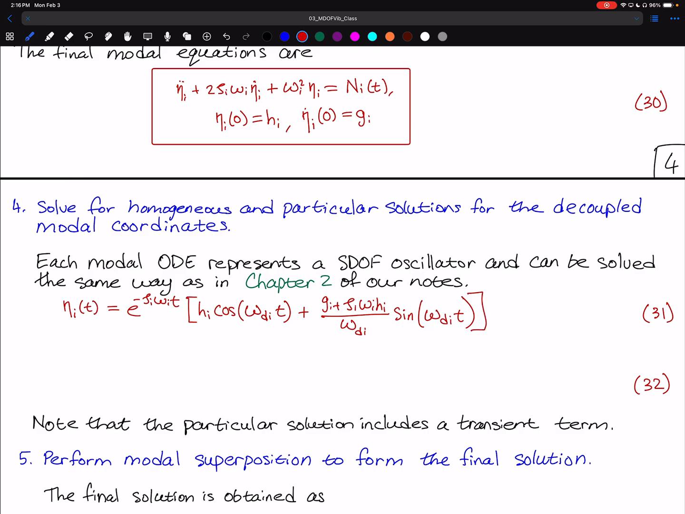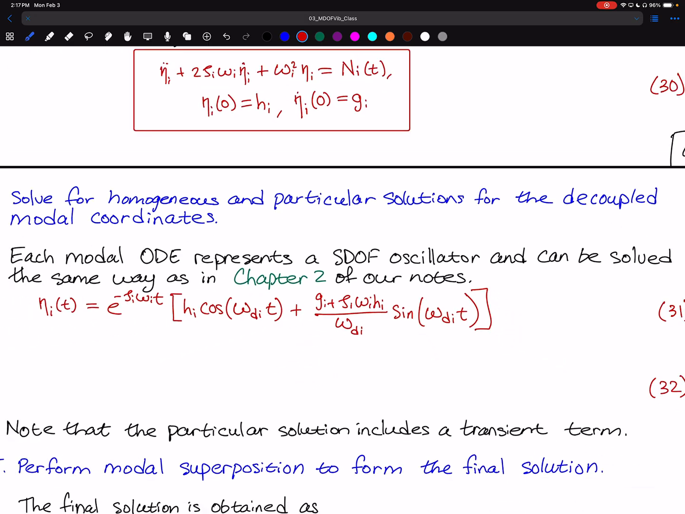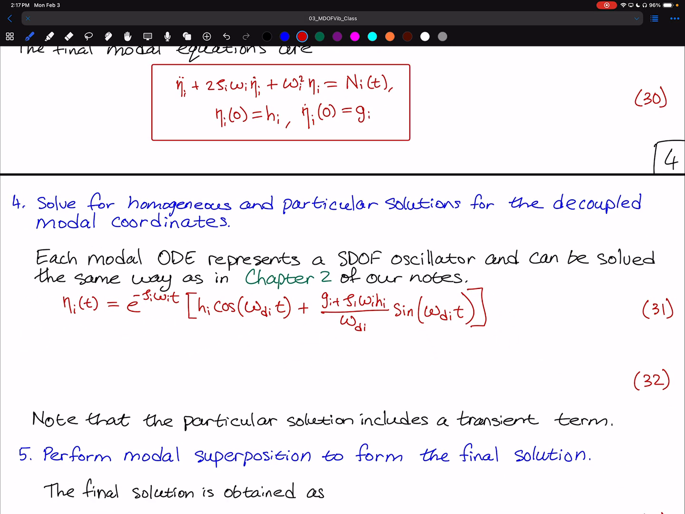Does that say g I plus 1 here? That's a zeta. Yeah, so it should be g I plus zeta I omega I h I. So this is the free response. It's the same solution we found when we dealt with a damped harmonic oscillator.